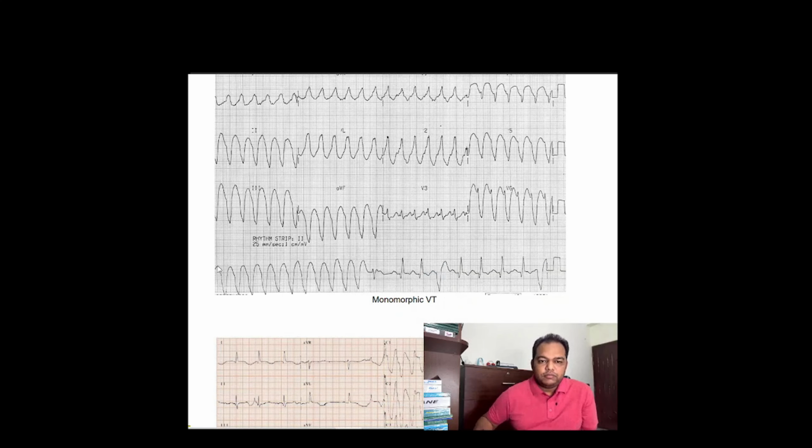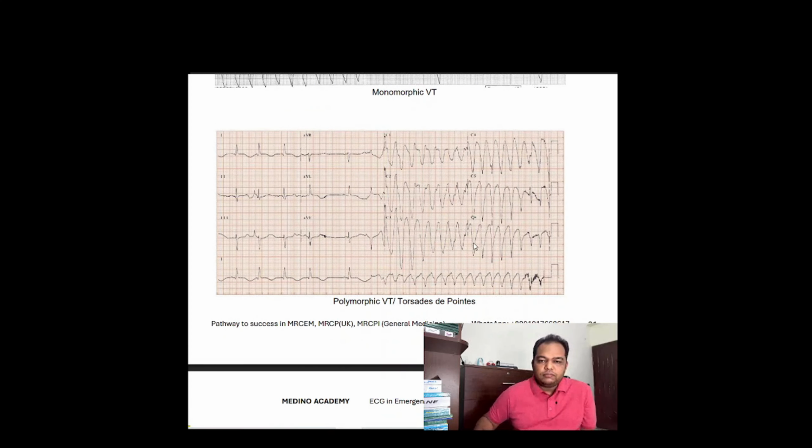When the morphology or amplitude of the QRS complexes is constant, it is called monomorphic VT. When the morphology of the QRS complex is not constant, that means the amplitude of the QRS complex is variable, it is called polymorphic VT or Torsades de Pointes.